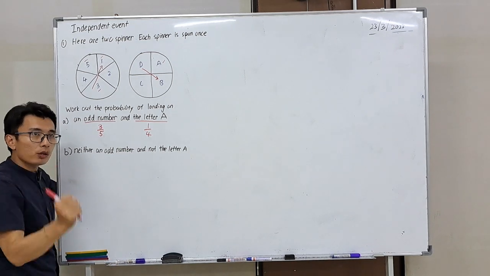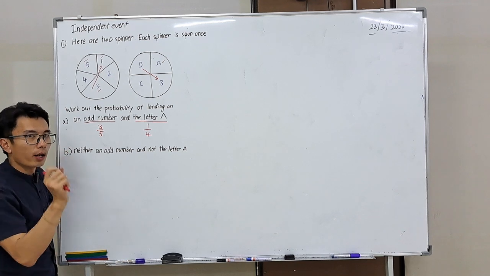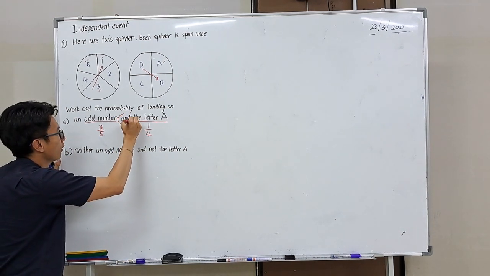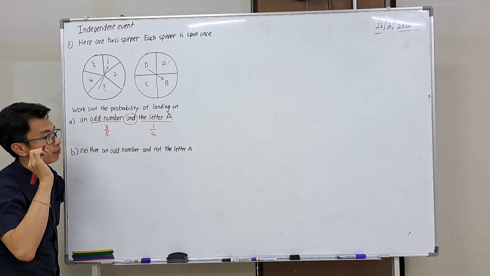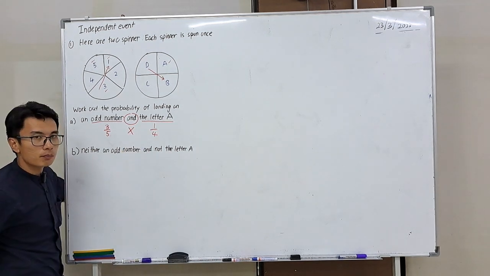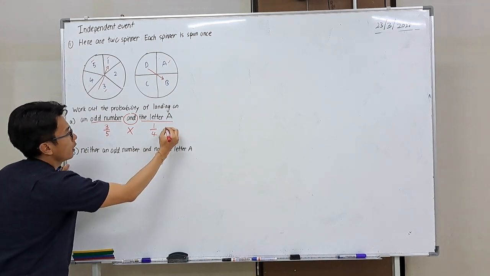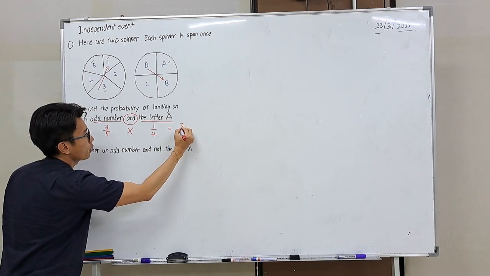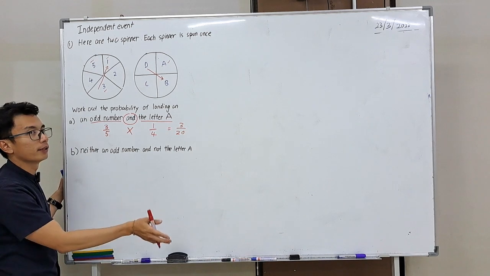And what do we have to do with these two probabilities? There's one important keyword that you have to remember, which is the word "and." The word "and" in probability means multiply. So all you need to do is multiply both probabilities and you will get your answer. The answer over here will be 3/20. Okay, we are done.